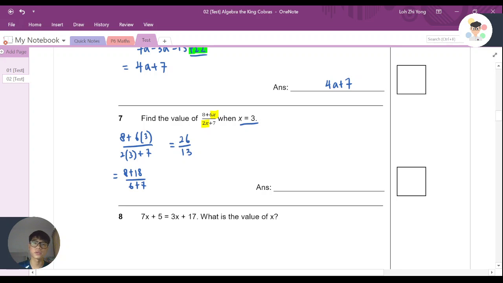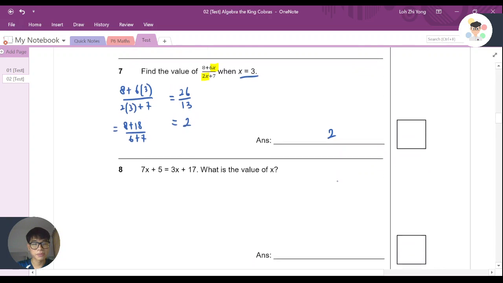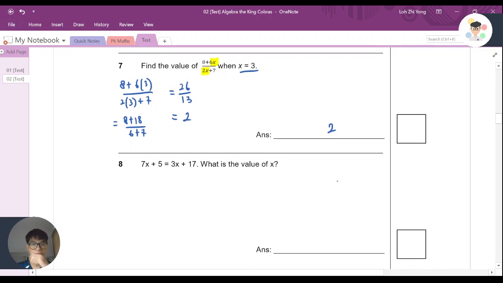And there are a few of you that just leave it as this and you'll be wrong. Why? Because you can simplify. Again, everything must be simplified. It will be equal to 2, and you are done. So now the next question. The next question, 7x plus 5 is equal to 3x plus 17.